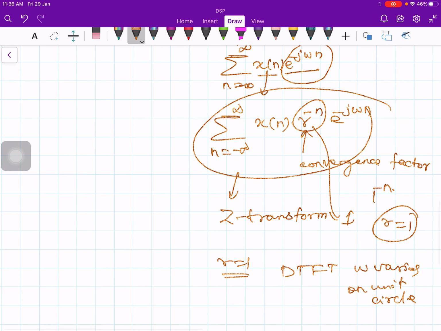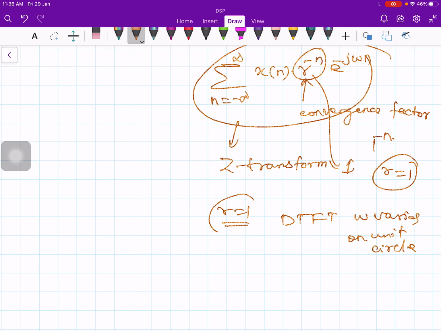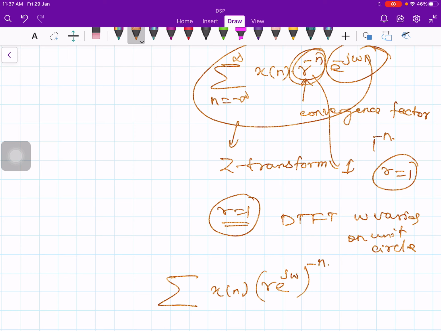So we are computing in the complex plane, but we are confining ourselves to the unit circle in the DTFT. If you remove this restriction r equal to 1 and want to go to the general Z plane, then we do the following: summation of x of n, combining r to the minus n and e to the minus j omega n as (r e to the j omega) whole to the minus n.